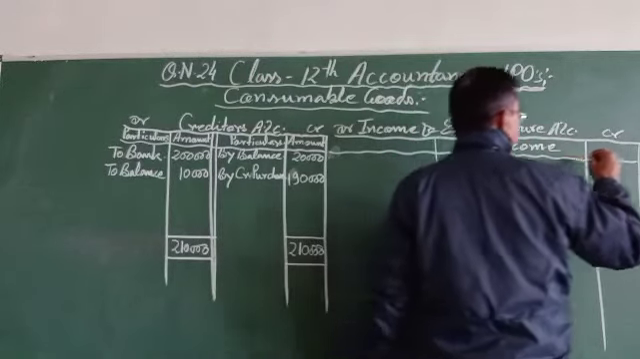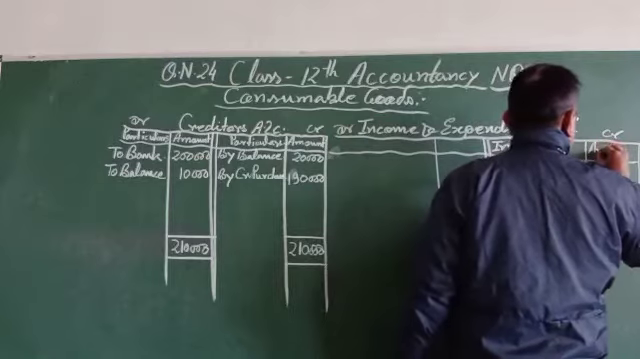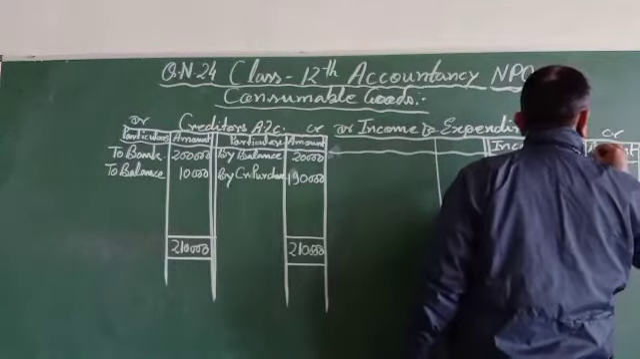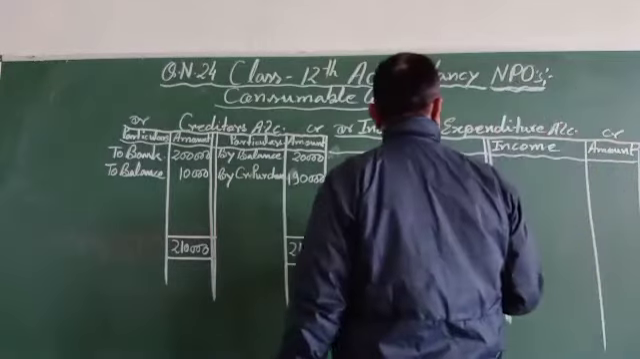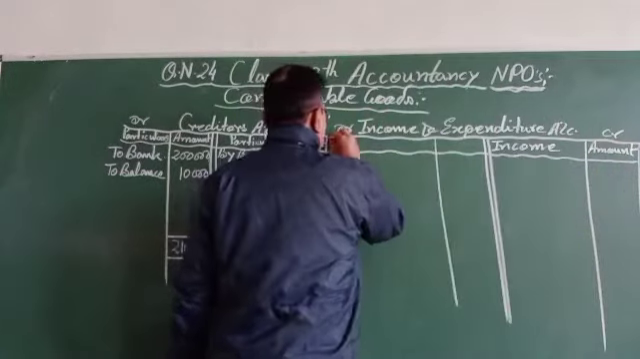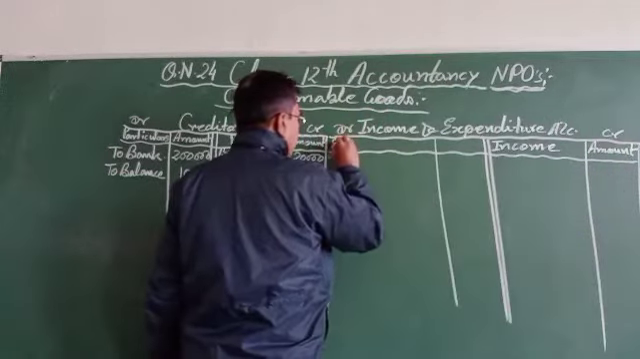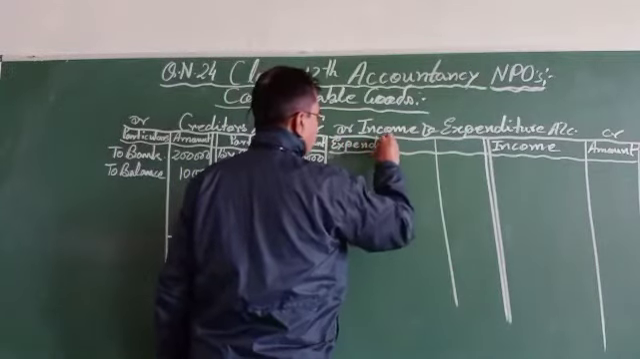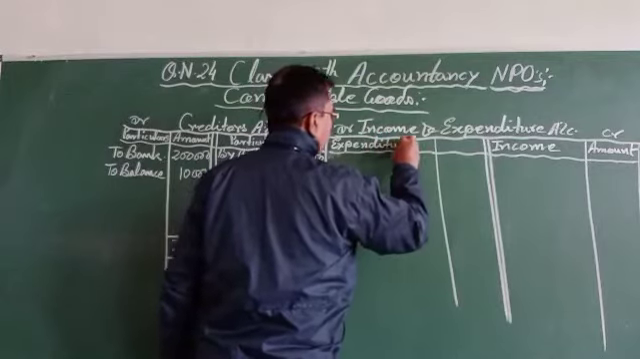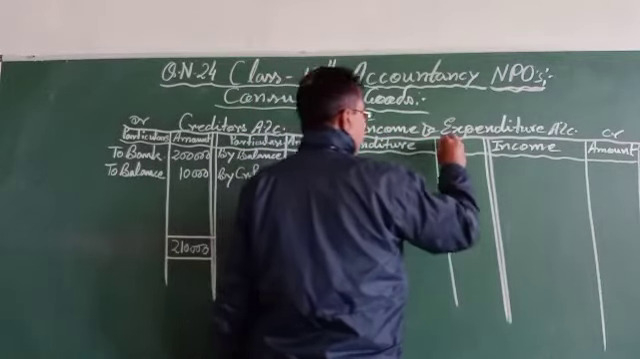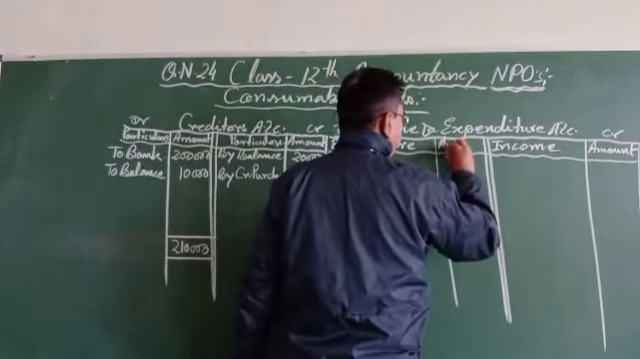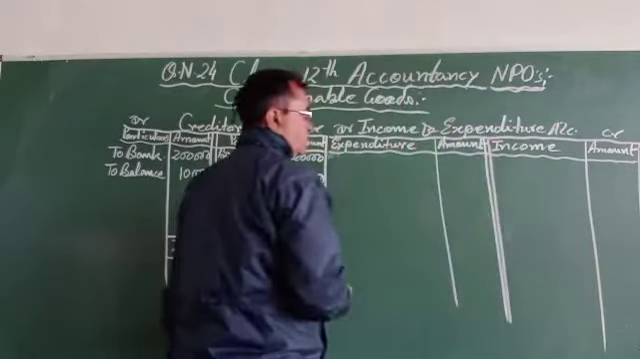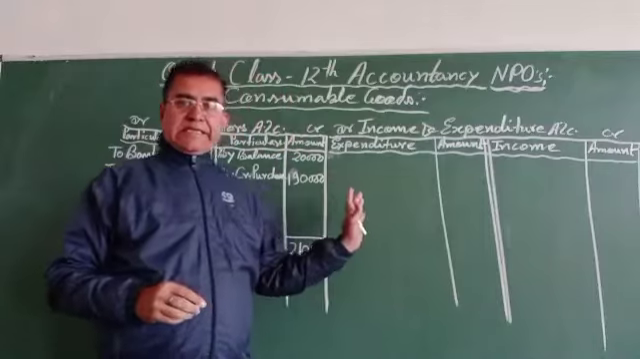Income amount, expenditure amount. This is the way.